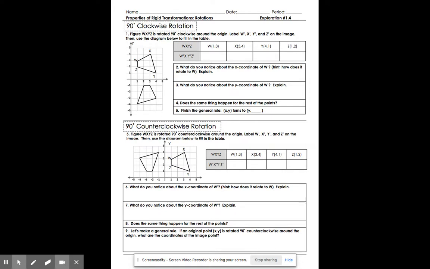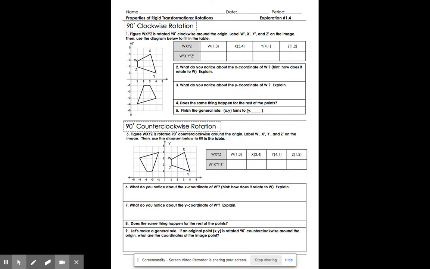So the first thing we're going to look at is 90-degree clockwise rotation. We have figure W, X, Y, Z, rotated 90 degrees clockwise around the origin, which means we're rotating our shape around the point (0, 0). We're going to label it W prime, X prime, Y prime, and Z prime on the image, and then use our diagram to fill the table.